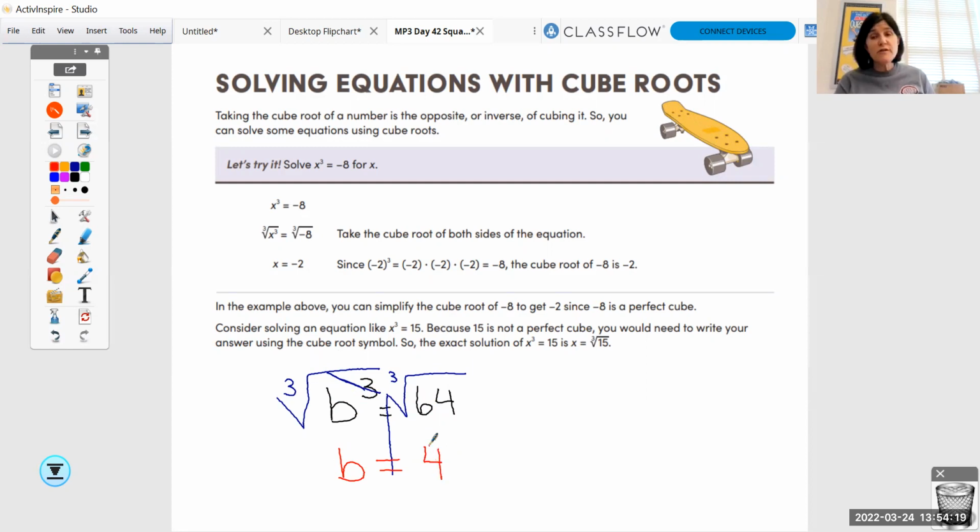Now, cubes are different than squares. Cubes only have one root. They only have one answer. So we're not going to write plus or minus on this one. It's just whatever the answer is.